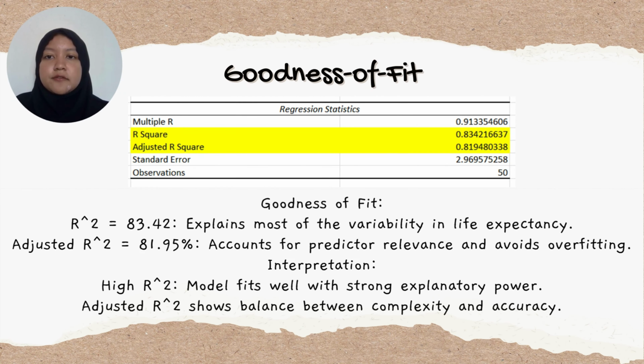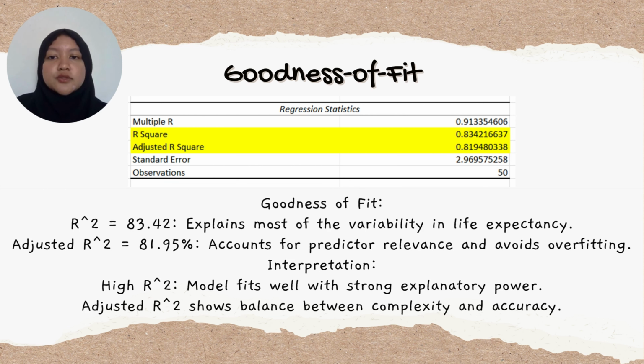The goodness of fit for this model is represented by R-square and adjusted R-square. The R-square value is 83.42%, indicating that the independent variables collectively explain most of the variation in life expectancy. The adjusted R-square, which is slightly lower at 81.95%, accounts for the number of predictors and adjusts for overfitting. This ensures that the model does not include unnecessary variables that do not contribute to explaining the dependent variable.